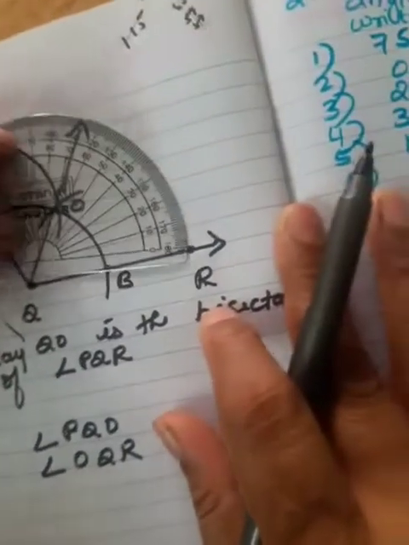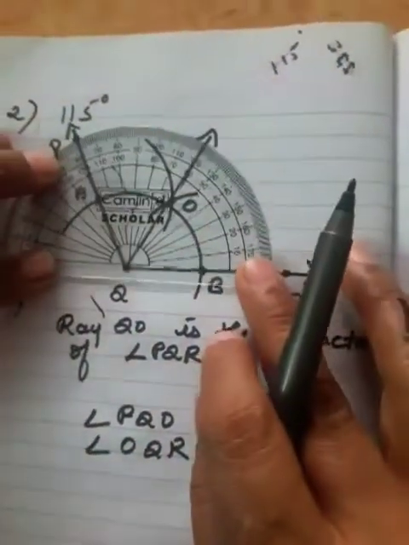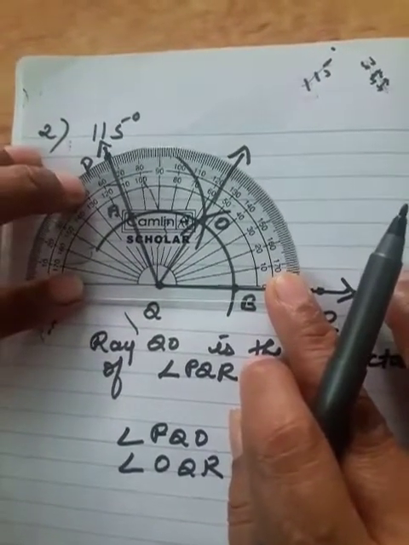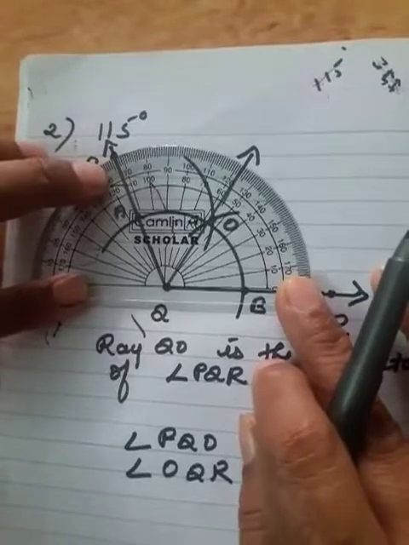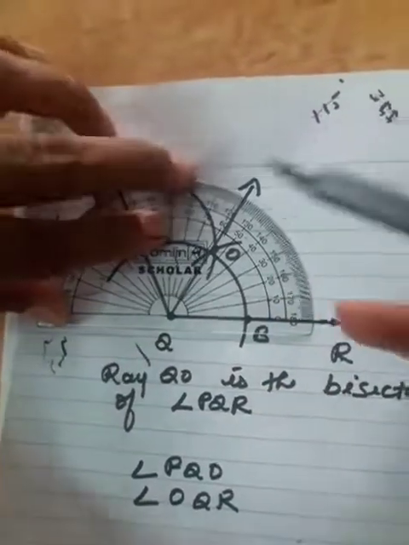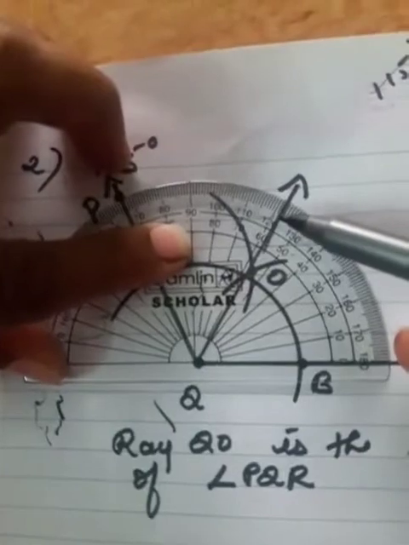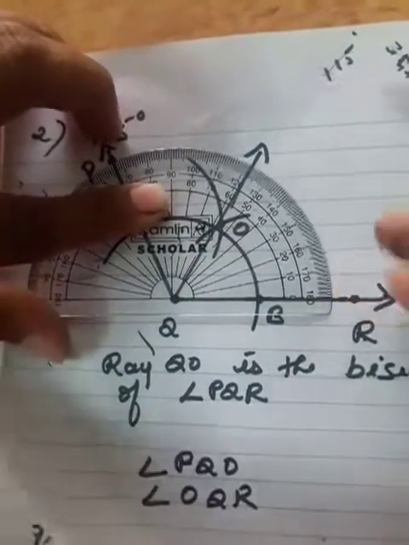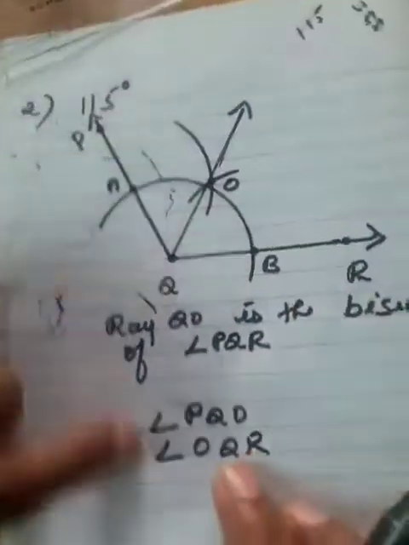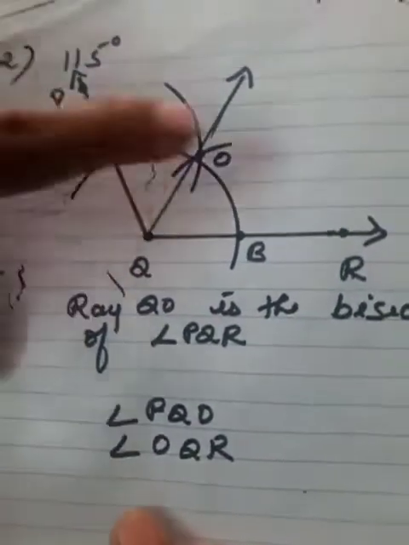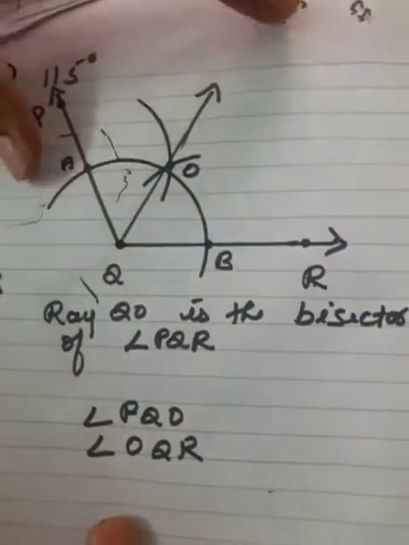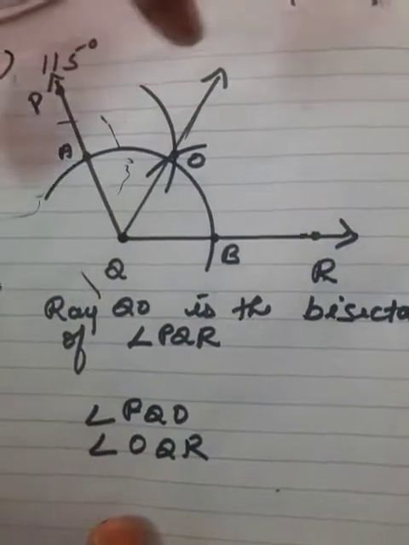Okay, and what is the measure of angle OQR? So what will be the measure of angle OQR? So this is also, see here 55, 56, 57, it is 57.5. This is correct, 57.5. The measure of both the angles is equal. So what is the measure of angle PQO and OQR? 57.5 degrees. So now students, you understood how to bisect the angles.